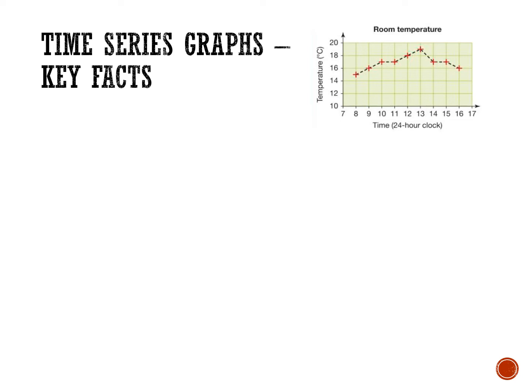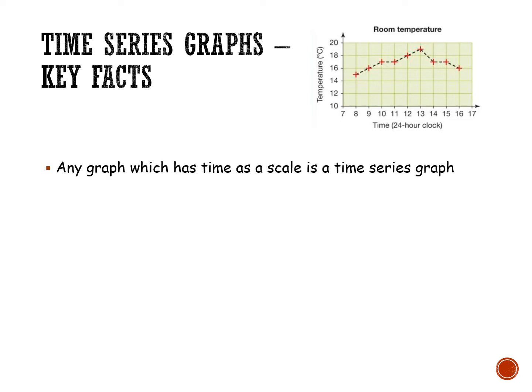Basically, any graph which has a scale that is to do with time is called a time series graph. It's nothing more complicated than that really. It's just a graph that is to do with time and recording something over a period of time. If you're asked to draw a time series graph, then you always plot time on the x-axis, or the horizontal axis. That's an important thing to note. I would say make sure you're writing these key facts down in your notes. So time is always plotted on the horizontal or x-axis.